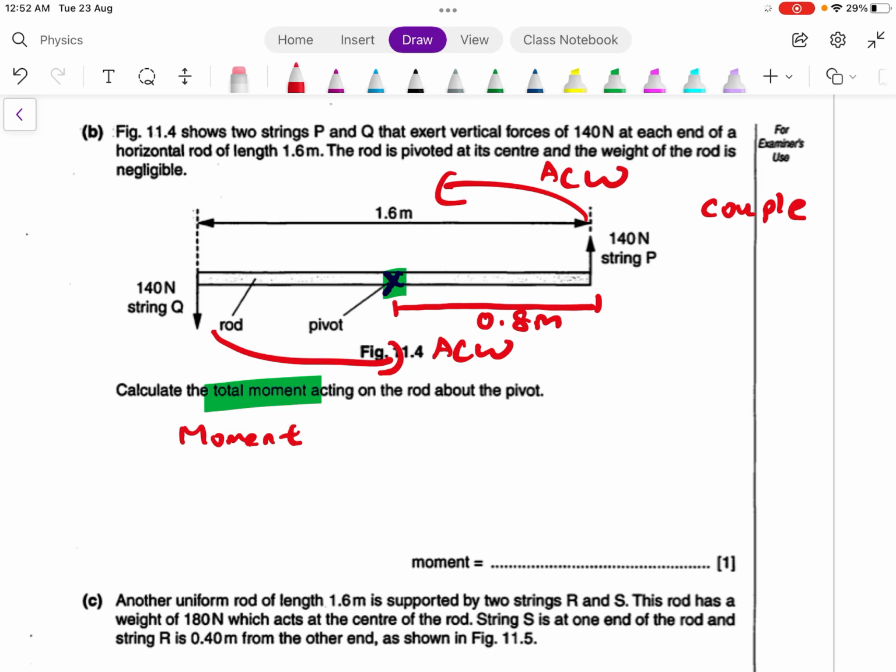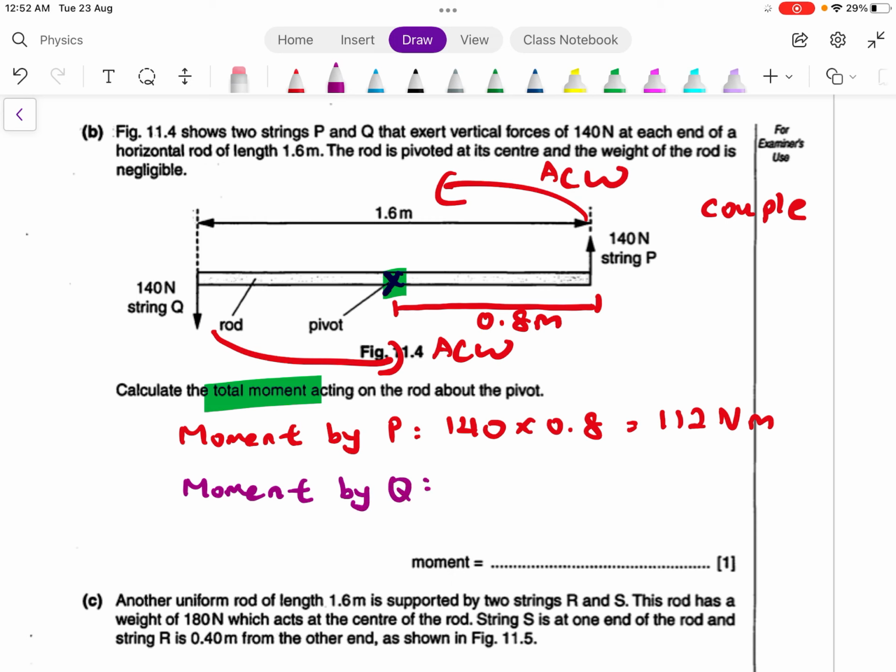moment caused by string P is equal to 140 multiplied by 0.8. So 140 multiplied by 0.8 is roughly equal to 112 Newton meter. Okay, so next is your Q, moment by Q. Moment by Q is 140 multiplied by also 0.8, because it's 0.8 from the force. This is what I call the line of action of the force. So the line of action of the force all the way to the pivot is 0.8 meter.